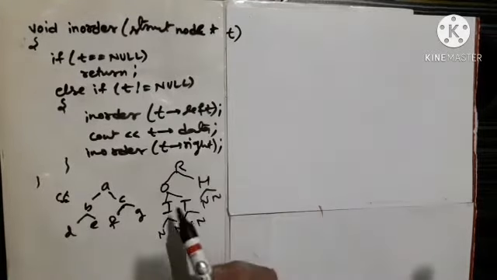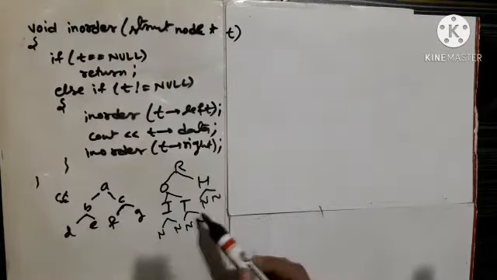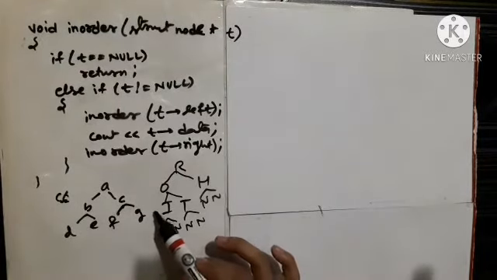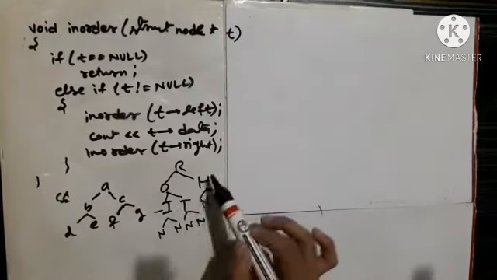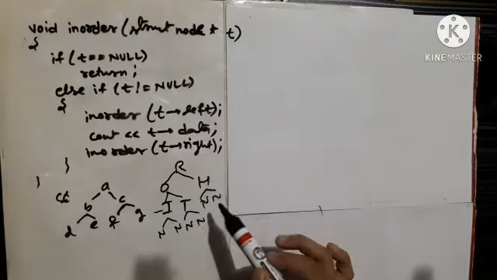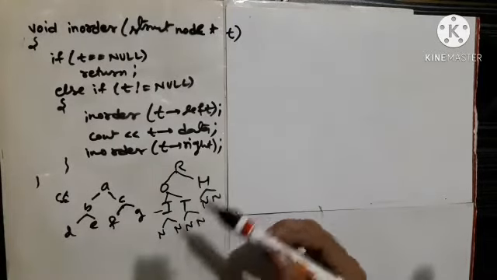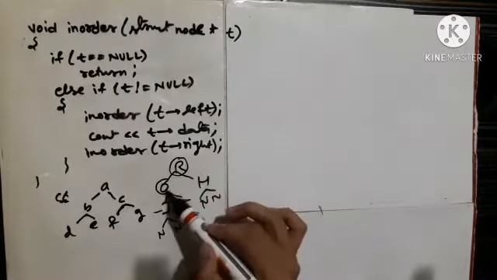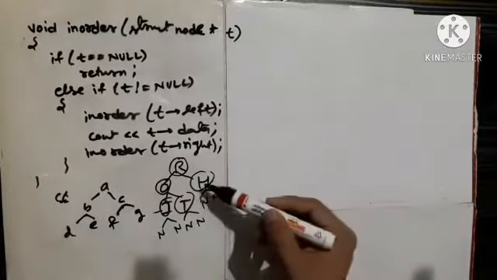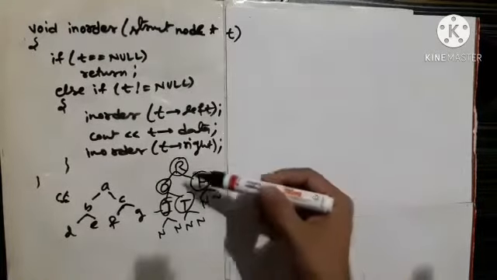See, R has two children, O and H. O has two children, I and T, and the rest are null. This last level has no children. This is known as leaf node. All these are called nodes, but all these nodes which do not have any children are called leaf nodes.